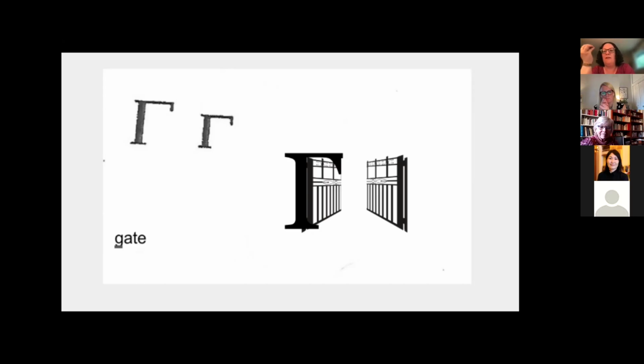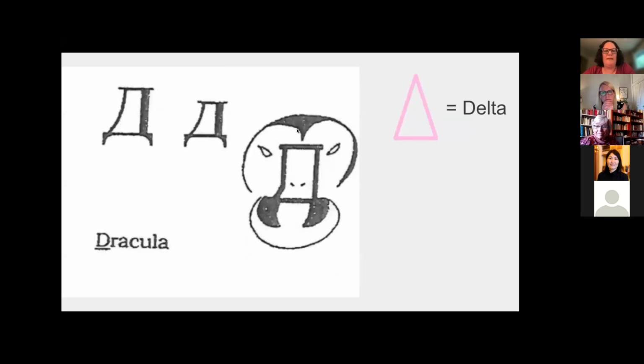But if you're actually trying to use mnemonics, that idea of connecting ideas that are already solid with something new, on the first day or two of Russian class, you're going to have to, of course, connect to English words, because that's what they already have. That's what's solid in their brain. So this G here is a gate. We've got D for Dracula.